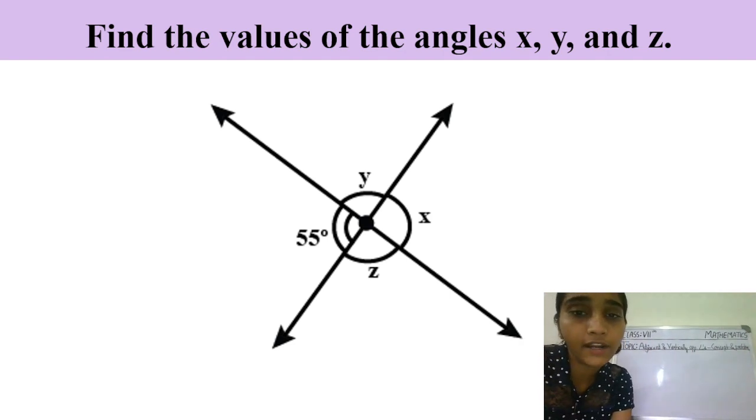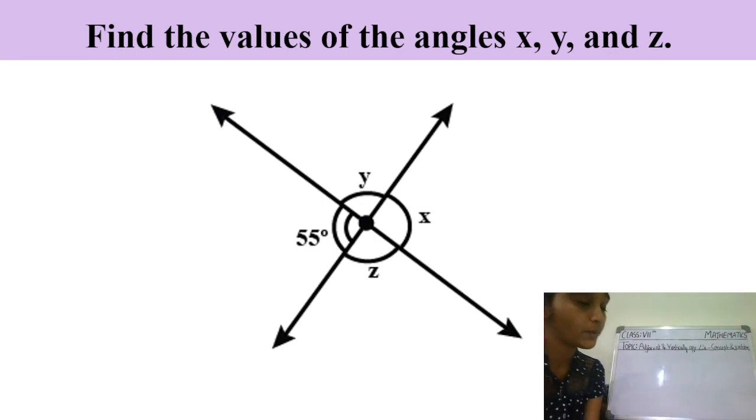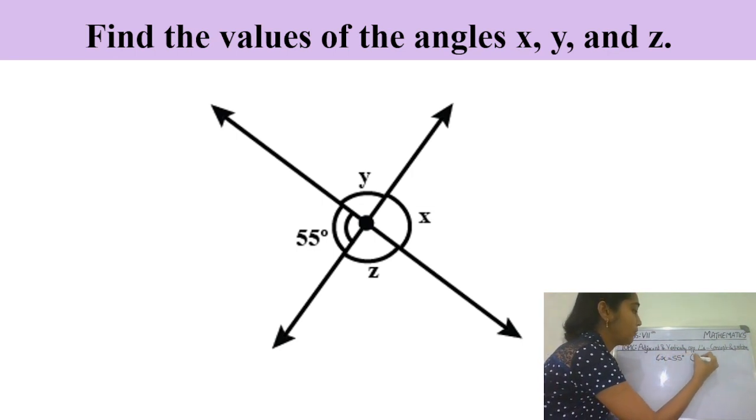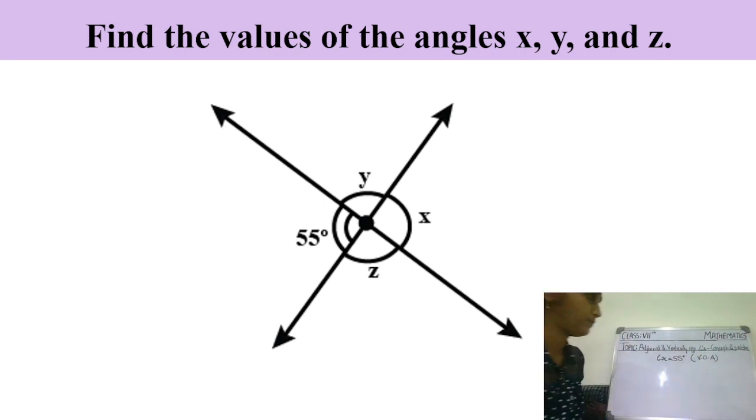Now students, let us find them one by one. How should we proceed to solve it? Very good. First of all, you must be saying that angle X will be equal to 55°. And how? Did we use the hit and trial method to find angle X? No, we are using the concept that angle X is vertically opposite to the 55°. That is why it will be equal to 55°, since it is a vertically opposite angle. So students, we can write that angle X will be equal to 55°. Why? Because it is a vertically opposite angle.